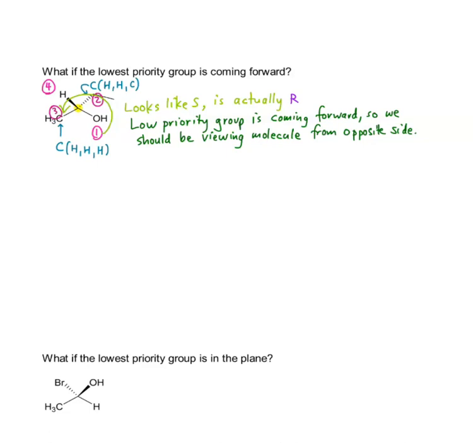Okay, so you could go ahead and make the assignment if the lowest priority group is coming forward, and then remember that it's actually going to be the opposite of that assignment because you're standing on the wrong side of the molecule. So it's actually going to be the opposite of what you've assigned. So you could do that, or you could just flip the molecule over as we learned in previous videos how to redraw things so that the low priority group is going back.